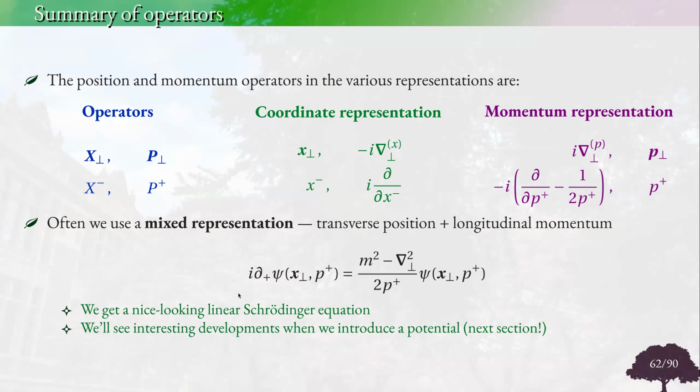And if you write out the one particle Schrodinger equation in this representation, you get something that is just the time derivative on the left-hand side. And then on the right-hand side, you have this nice formula that has a transverse Laplacian and a 1 over 2p plus. So this is kind of the simplest form that the Schrodinger equation for one particle can take on the light front. Now, this is without a potential so far.